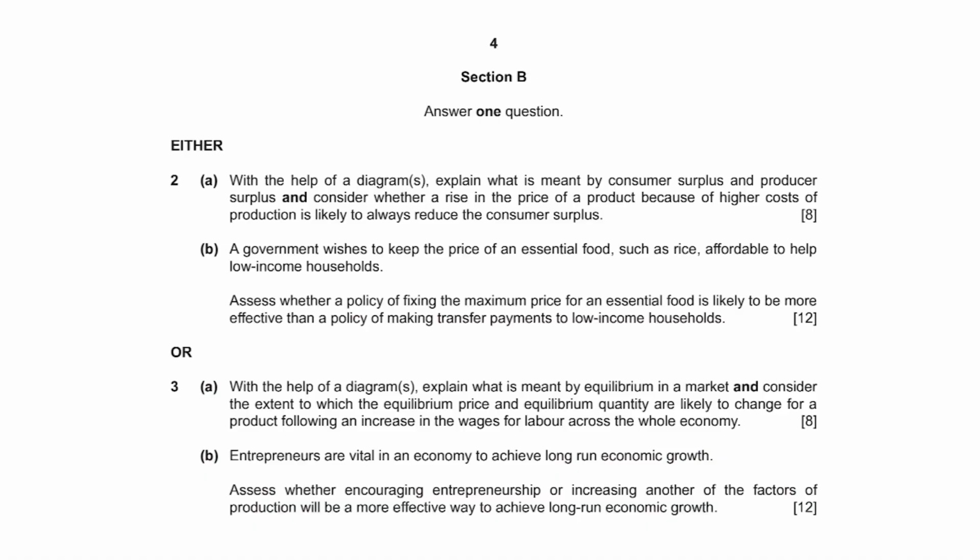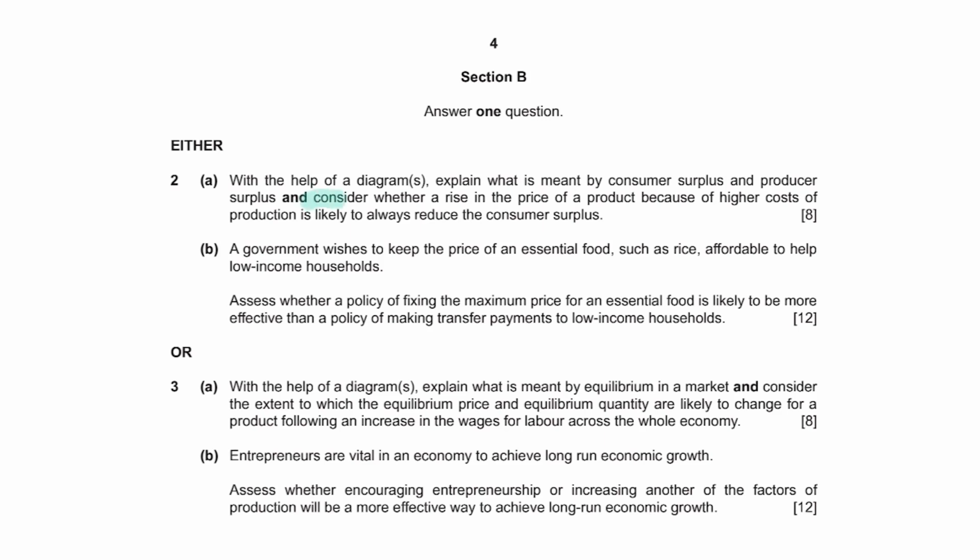Now see this. If we have a question here, this is from a very recent paper, and I have both 2A and 2B, this is the micro section, and I want you to focus on what is happening in this question. So let's read the question. It says, with the help of a diagram, explain what is meant by consumer surplus and producer surplus, and consider whether a rise in the price of a product because of higher cost of production is likely to always reduce consumer surplus.